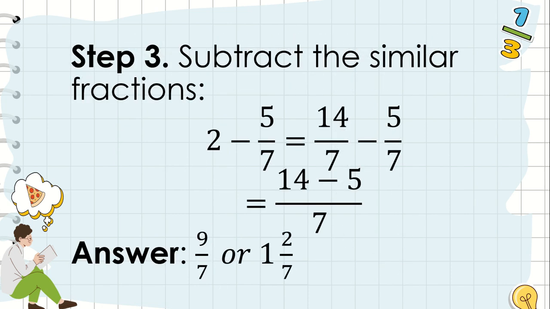Step 3. Subtract the similar fractions. 2 minus 5/7 is equal to 14/7 minus 5/7 is equal to 14 minus 5 over 7. The answer is 9/7 or 1 2/7.